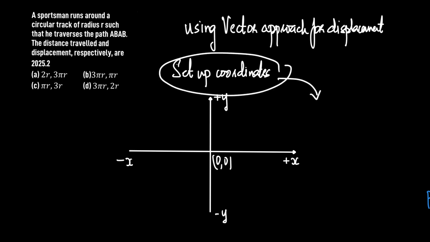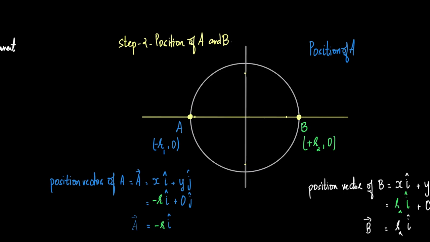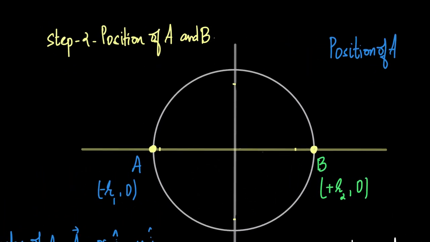And then the second step is to find the position required, which is from A moving till B. Now, of course, this path can also go from B to A, then again from A to B, but we are not concerned about those paths. Why? Because we need only the initial position and the corresponding final position, right? So this is what we have when we consider the positions of A and B.